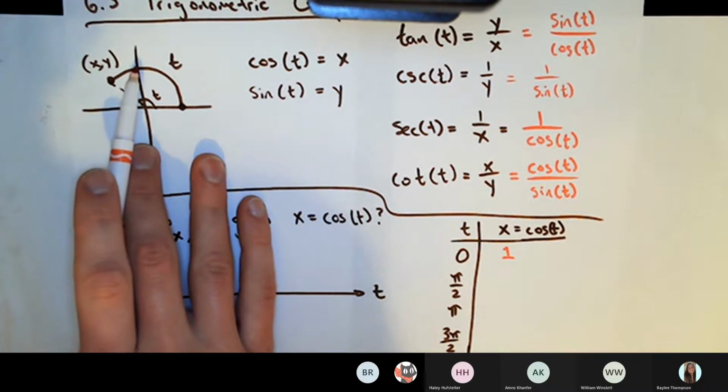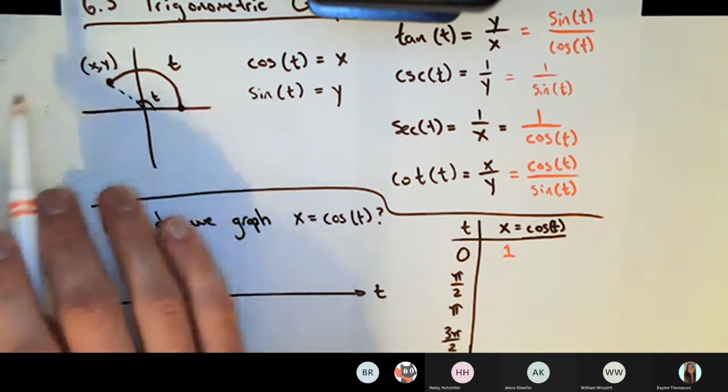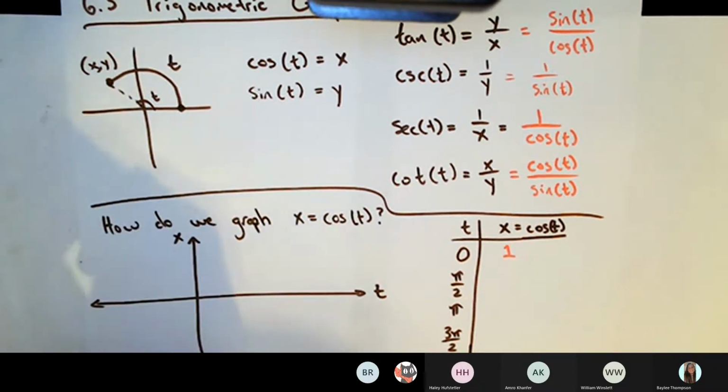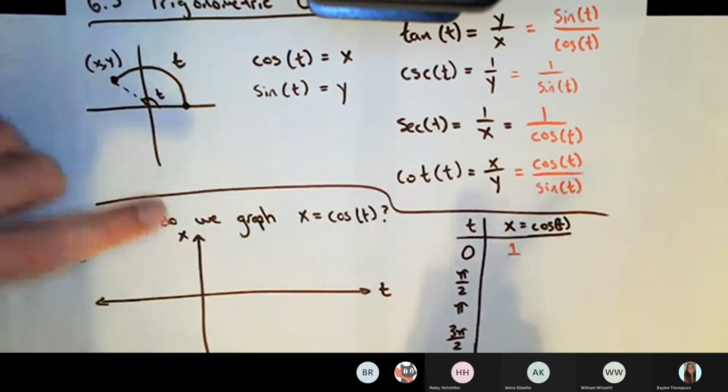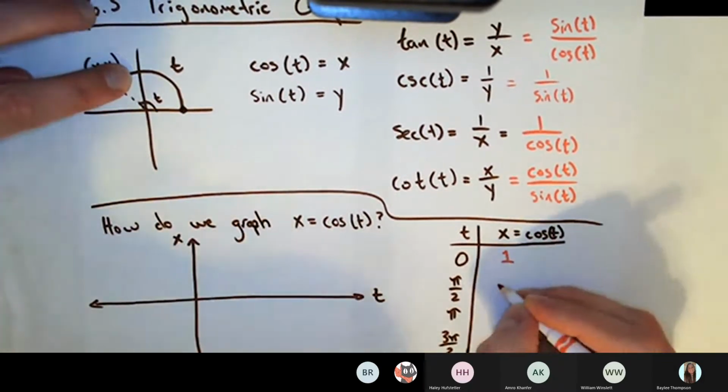Braden, what would the x value be on the positive y-axis for a t value of pi on 2? Yes, it's zero up here at zero. And if we look at that unit circle, we see that. Yes, it is zero. Good.